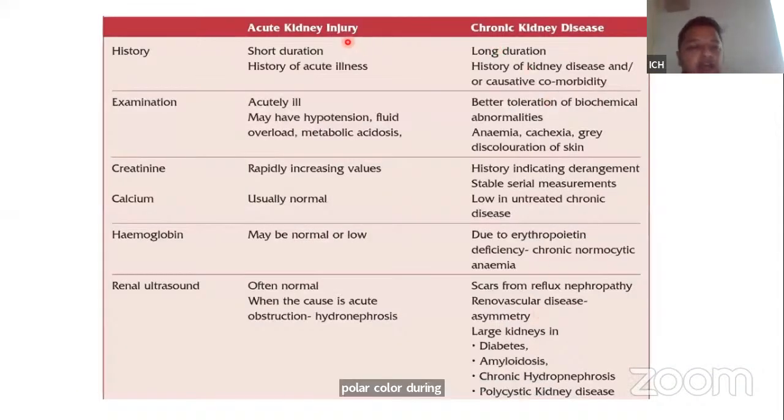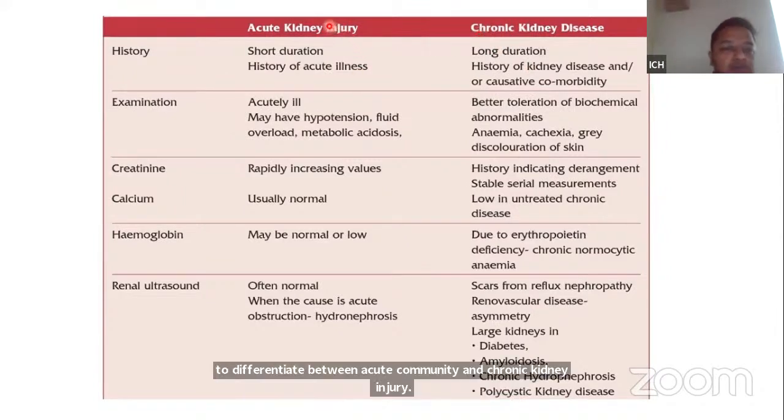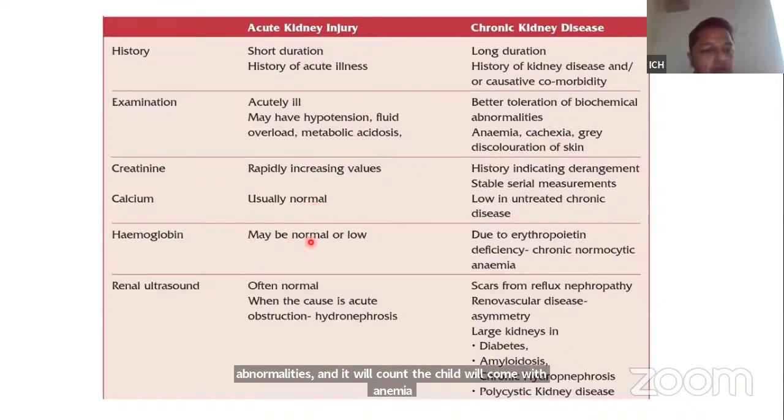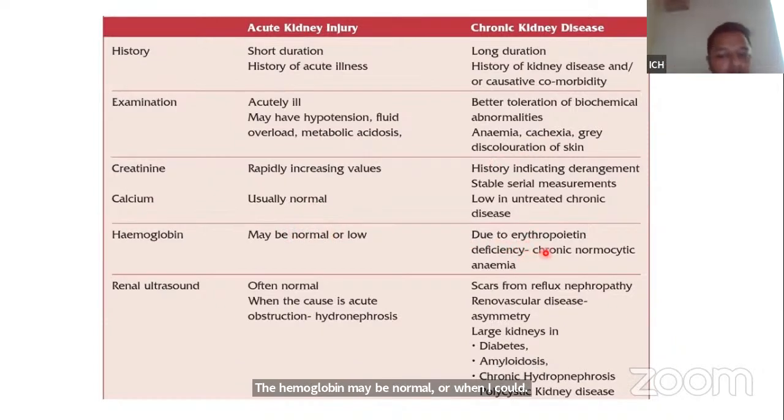And to differentiate between acute kidney injury and chronic kidney disease, obviously, acute kidney injury will have a short duration and history of acute illness, and the child can come with hypotension, fluid overload, and acidosis. In chronic kidney disease, there is better toleration of biochemical abnormalities, and the child will come with anemia, cachexia, and gray discoloration of skin. The hemoglobin may be normal or low in acute kidney injury, but due to erythropoietin deficiency, chronic normocytic anemia will be present in patients of CKD.